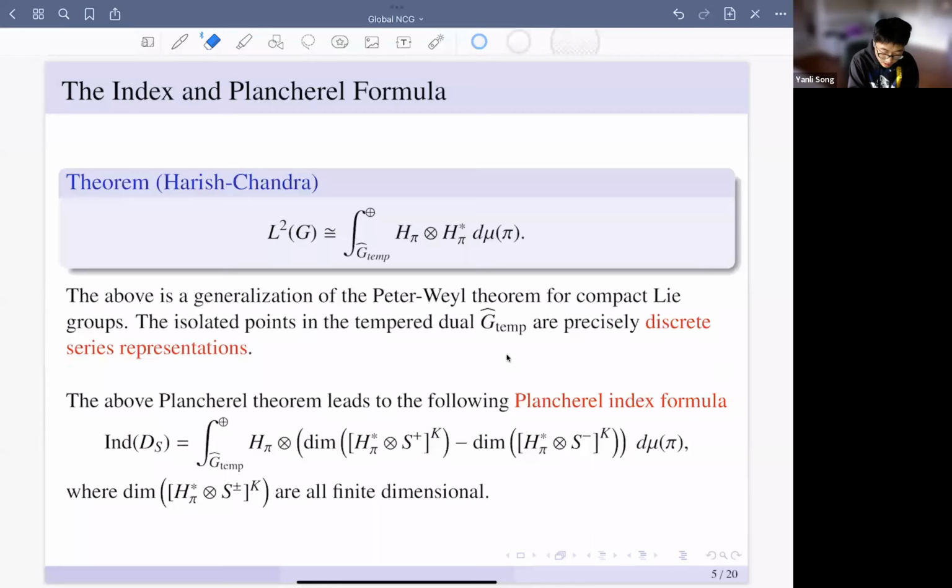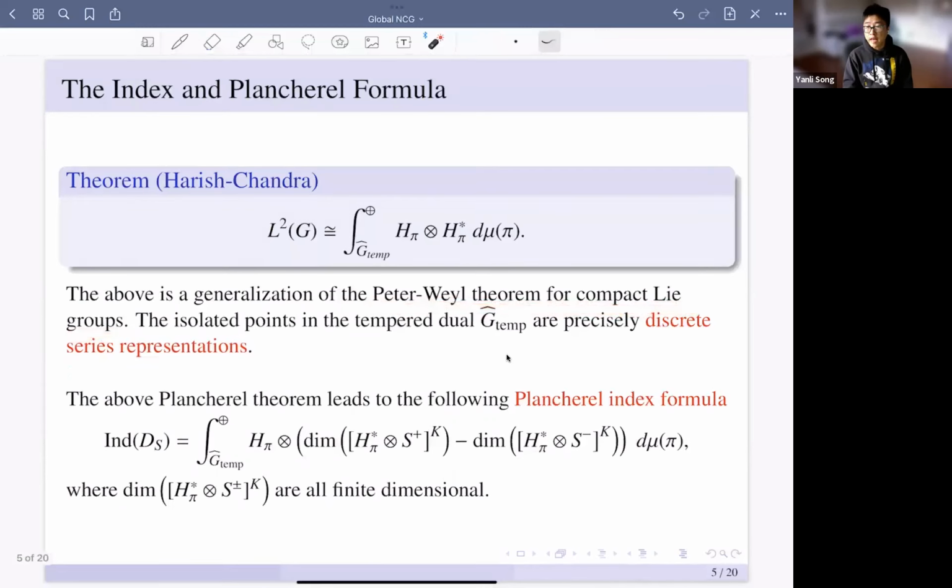This is Harish-Chandra's Plancherel formula. One version of the Harish-Chandra Plancherel formula is a decomposition of L2(G). It is a generalization of the Peter-Weyl theorem for compact Lie groups, because the Peter-Weyl theorem says that L2 of K can be decomposed into a direct sum of irreducible representations of K tensor their duals. For a compact Lie group, every irreducible representation is finite dimensional, and its dual space turns out to be discrete.